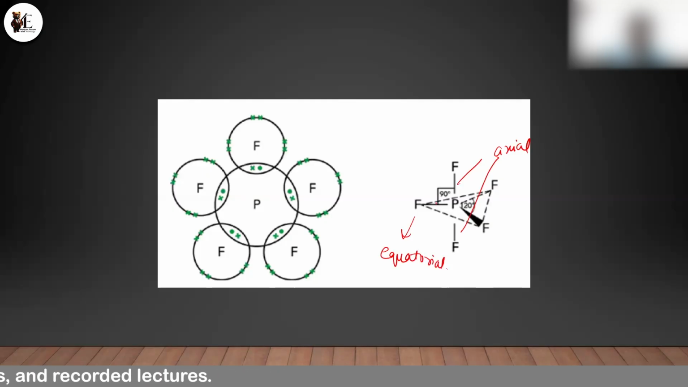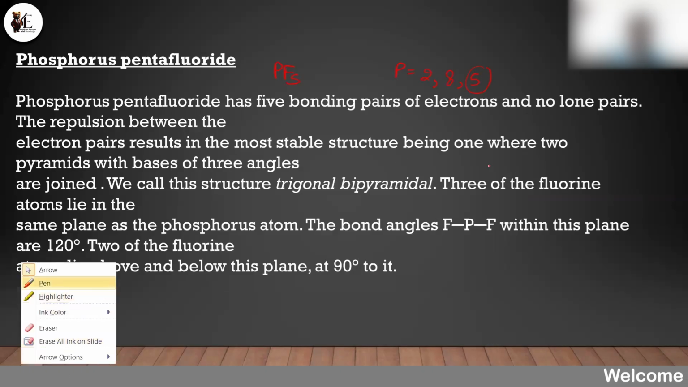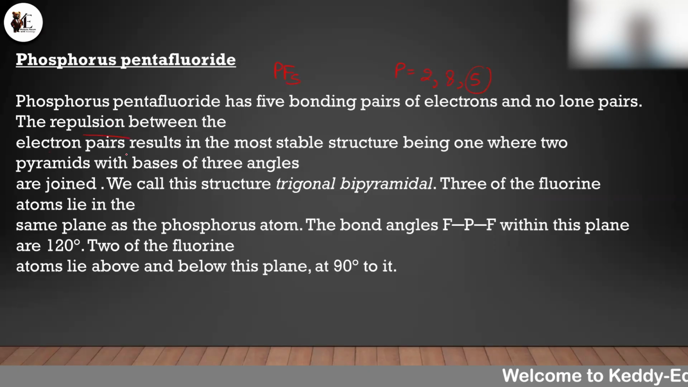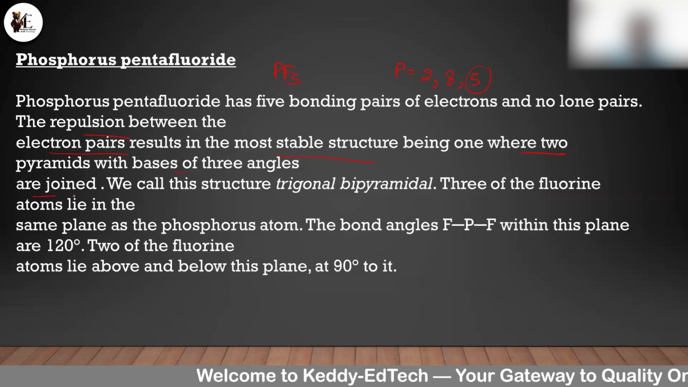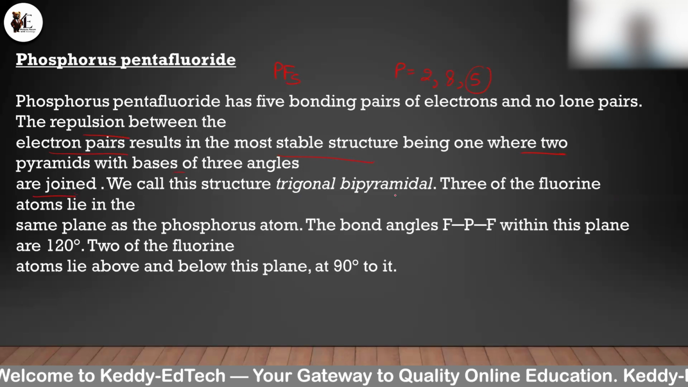There are no lone pairs in PF5. Let us read what is written: it has 5 bonding pairs of electrons. It has no lone pairs. Repulsion between the electron pairs results in a more stable structure, being one where 2 pyramids with bases of 3 angles are joined. That is why it is called TBP structure, or trigonal bipyramidal structure.